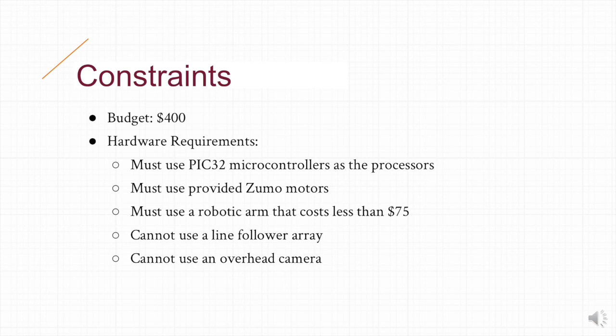Some of the hardware requirements included that the system had to use PIC32 microcontrollers as the processors, that provided Zumo motors to allow the rover to move, and a robotic arm costing less than $75 to perform a certain action. Additionally, the system could not use a line follower array or an overhead camera. Our final implementation met all of these constraints.